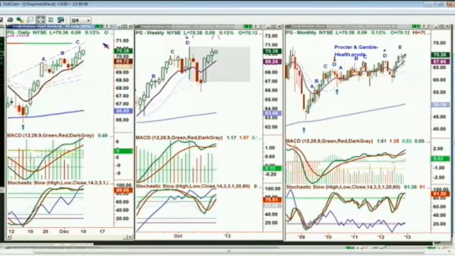My only concern would be if it suddenly closes under $69, maybe $68.70 by Friday afternoon. If it does that, I have to consider that there's the chance for that double top, that V-shaped formation, the one I call the Groucho Marx eyebrows. That's the pattern that I'm looking at.